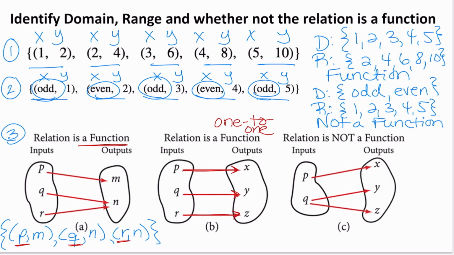If we go back to the first one that we looked at, with P, Q, R going with M and N, notice that the N's do repeat.